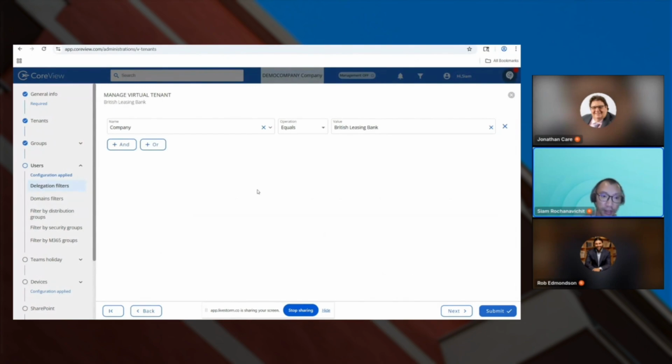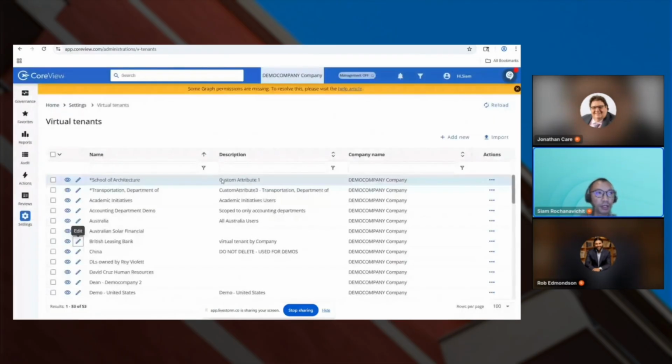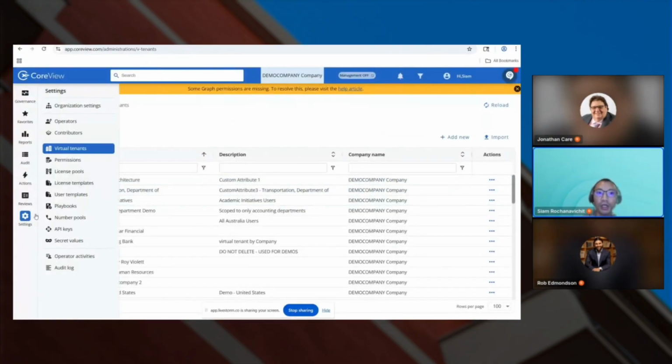This virtual tenant happens to be using the company attribute where it equals the British Leasing Bank. So the admin with this virtual tenant associated is only going to see users that fit into this configuration criteria. And we can expand that across devices, across SharePoint sites, across users or groups from on-prem organizational units as well. But the virtual tenant concept only limits object visibility to the object workloads from within your tenant, to control what they can actually do inside of CoreView.